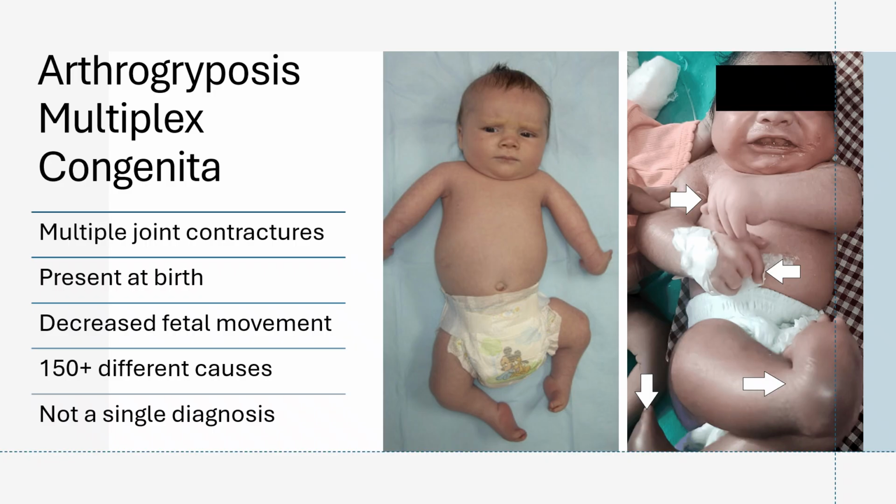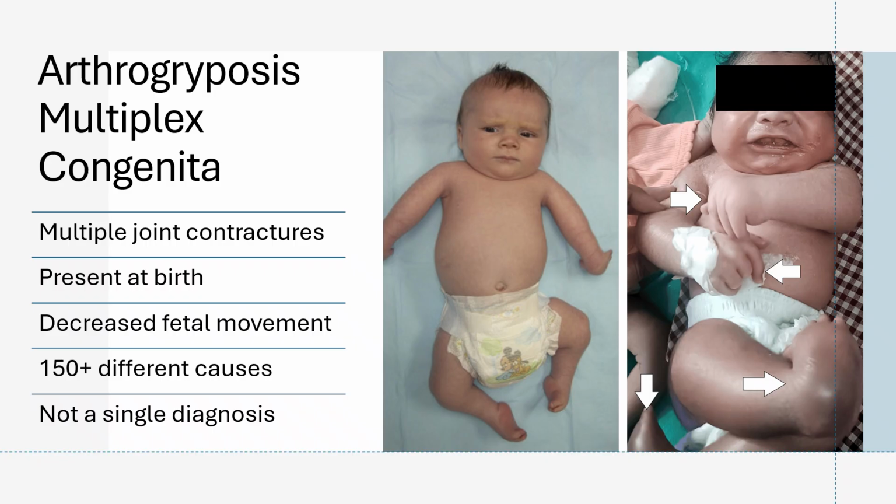Here's a crucial concept that prevents diagnostic confusion. Arthrogryposis is not a single diagnosis, but rather a descriptive term for the pattern of multiple joint contractures present at birth. Think of it like fever. It's a sign that tells you something is wrong, but you need to investigate further to find the underlying cause. This understanding changes your entire approach because it means you're looking for the reason why fetal movement was decreased, rather than simply treating the obvious joint contractures.